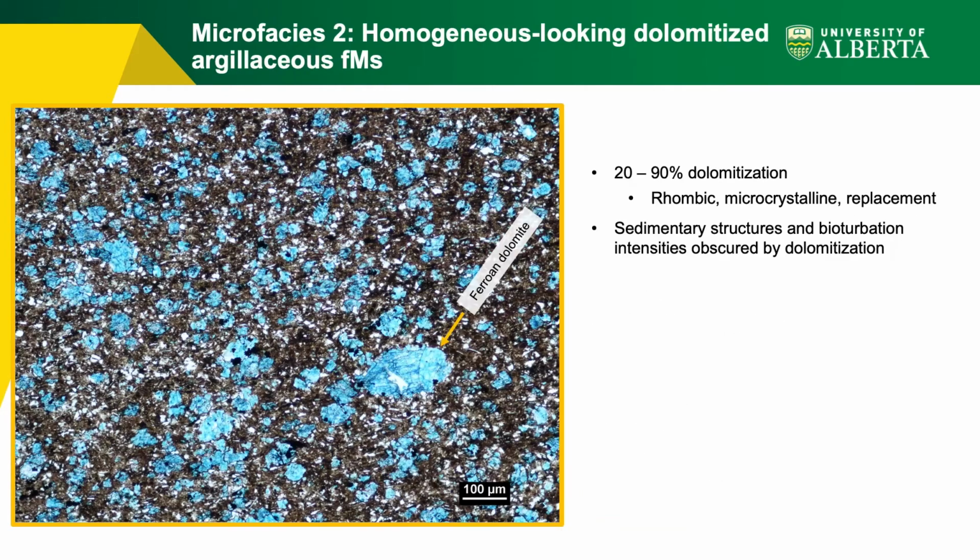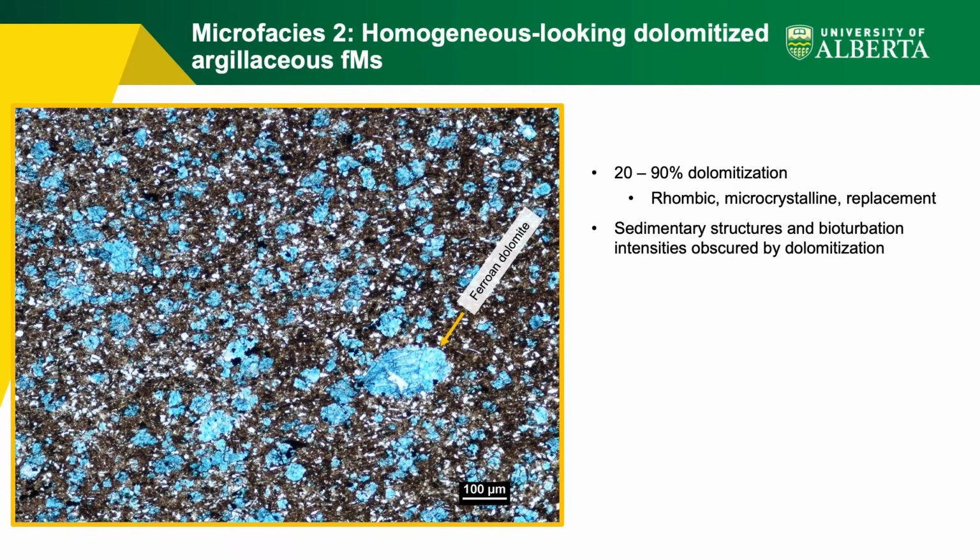Our second microfacies is the homogeneous-looking dolomitized argillaceous fine mudstone. It contains 20 to 90% diagenetic dolomitization, and the dolomite is mostly rhombic, but can also be microcrystalline or a replacement of shells.